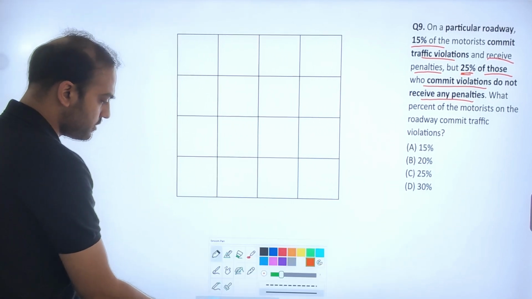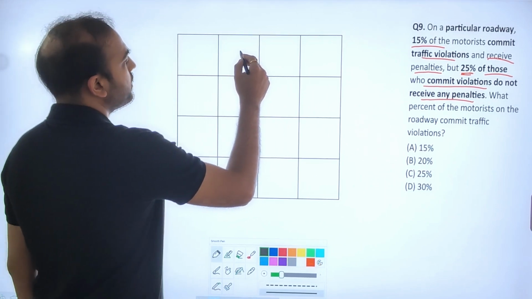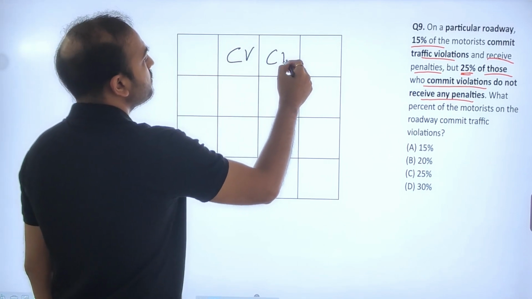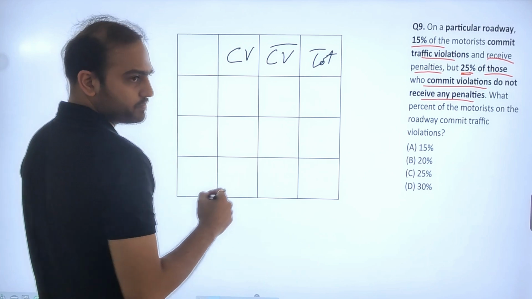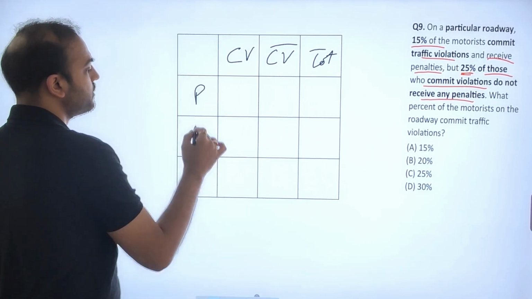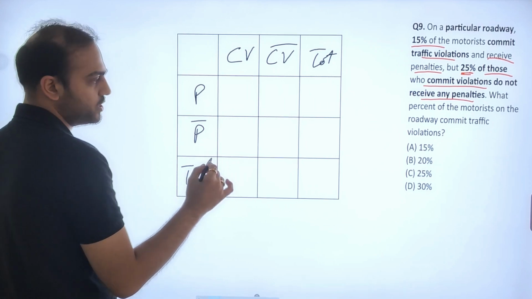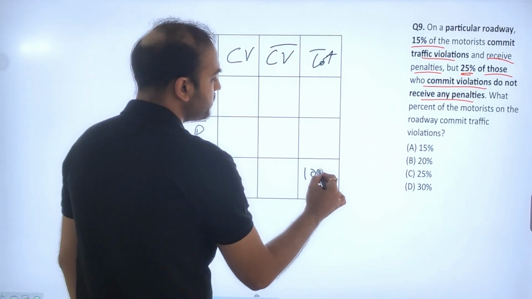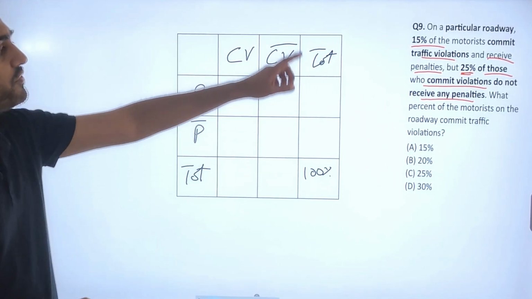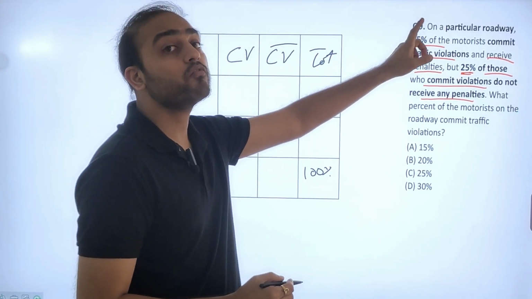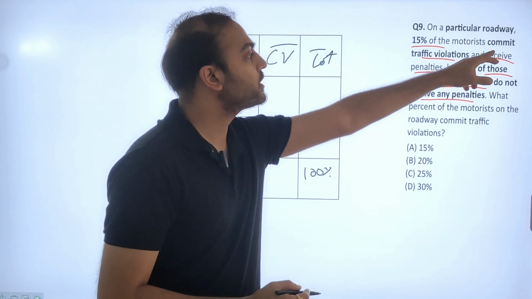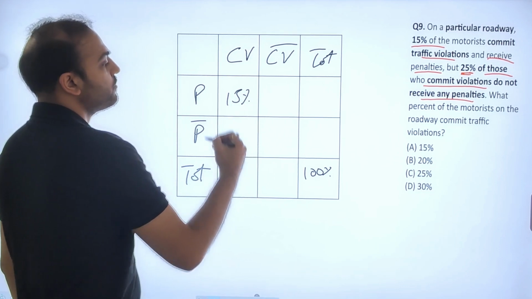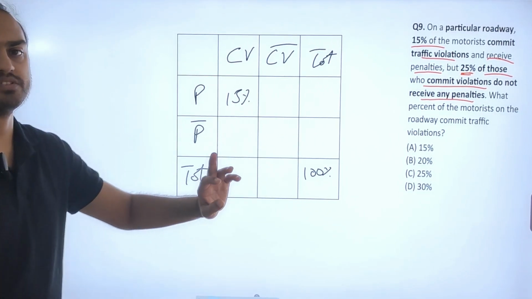So again, table. Motorists who are committing a violation, not committing a violation, total. Receiving a penalty, not receiving a penalty, total. Again, total is going to be 100%. 15% of motorists, so 15% of what? Of total motorists commit traffic violations and receive penalties. So this will become 15% of this 100%.